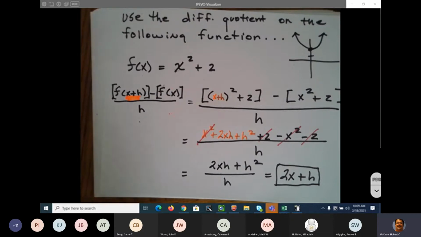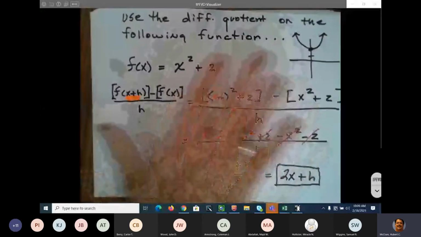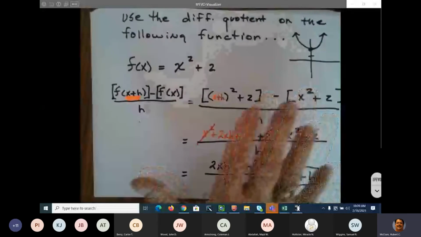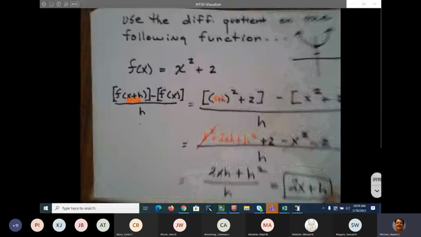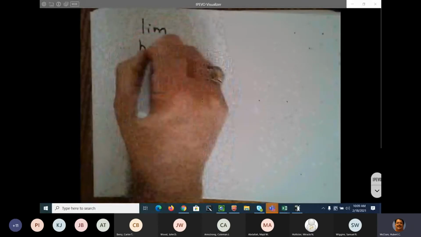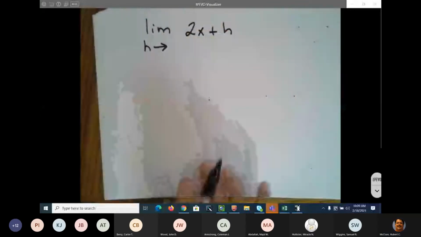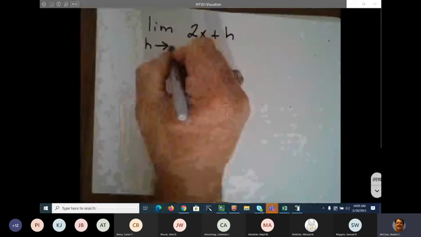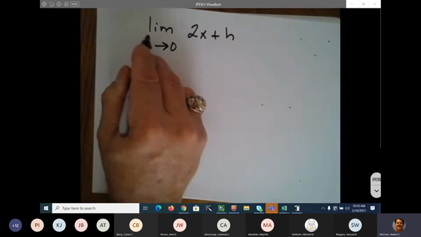Thank you. All right, now we've done the algebra. Write this down as algebra. Now we're going to apply the limit theory. So I'm going to take this item right here, and I'm going to apply the limit theory. Limit as h approaches 0 of 2x plus h. So somebody tell me from your algebra days, what happens when we do the limit as h approaches 0?